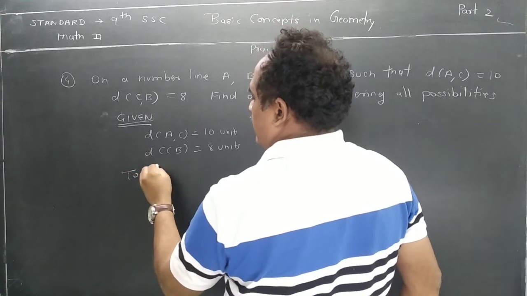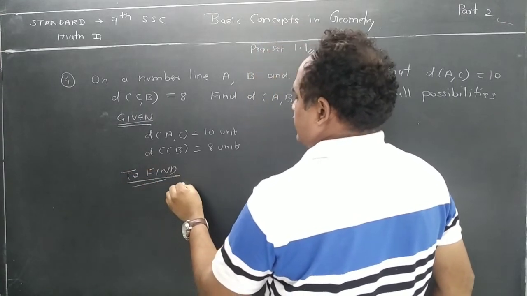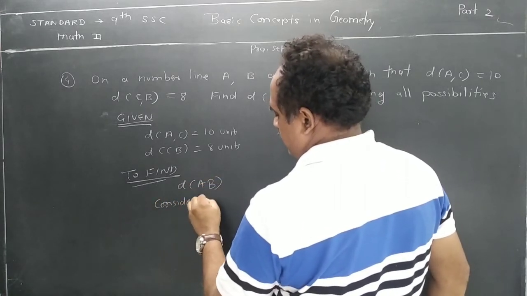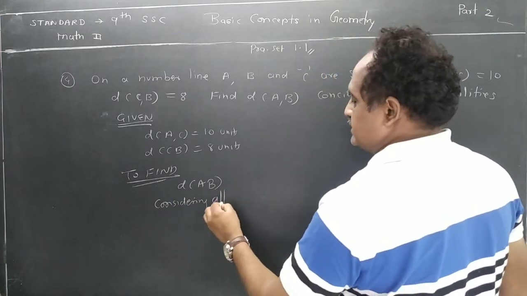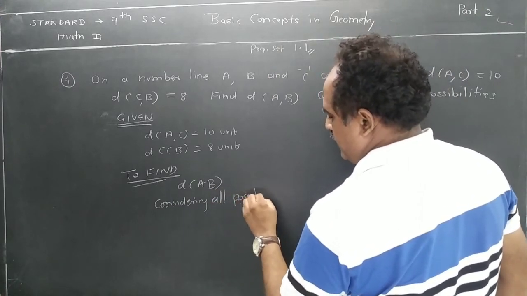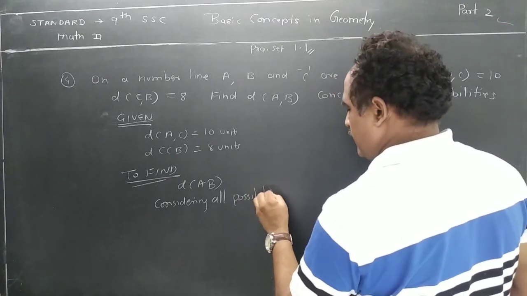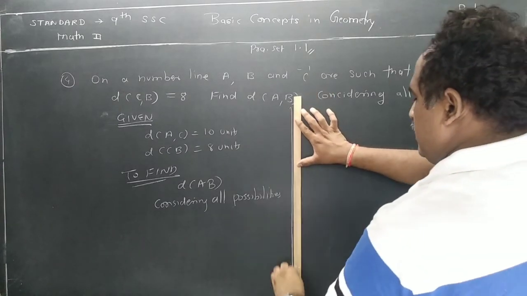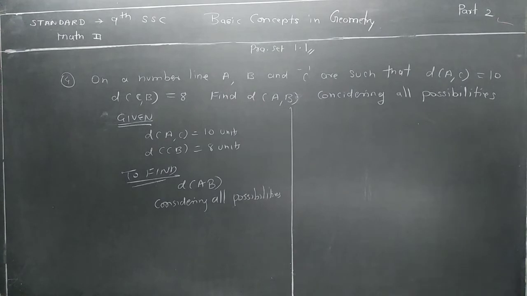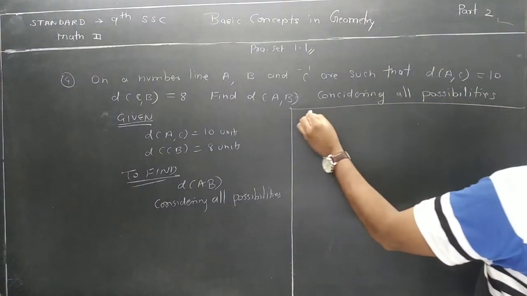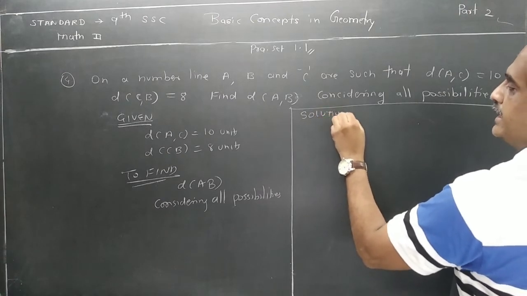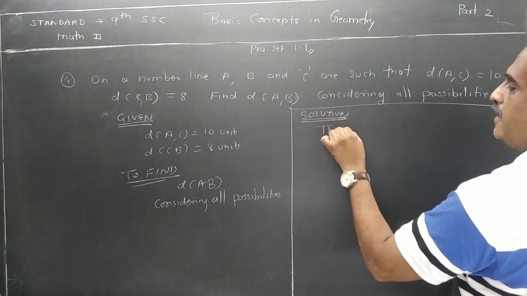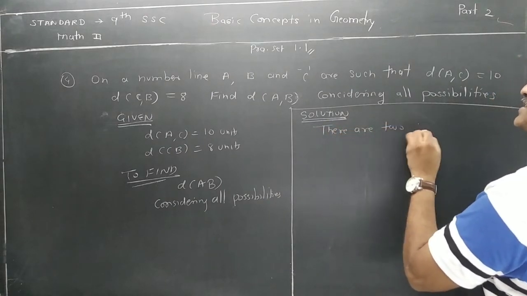And what are they asking? They are asking to find distance AB, considering all possibilities. Considering all possibilities. I'll explain the solution to you. We can write that there are two possibilities.